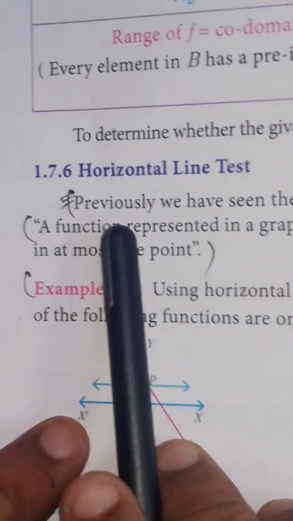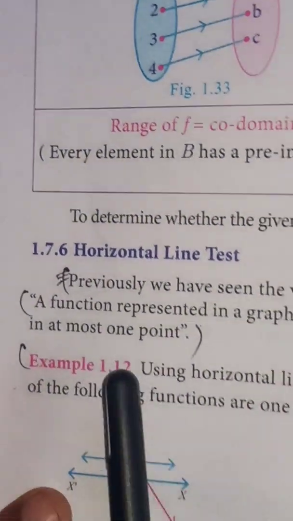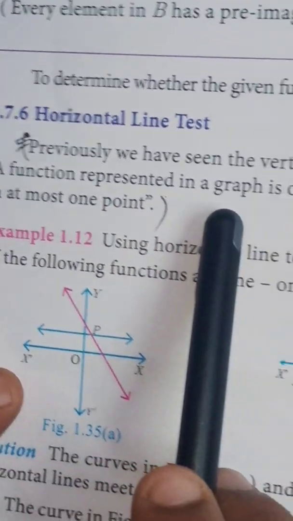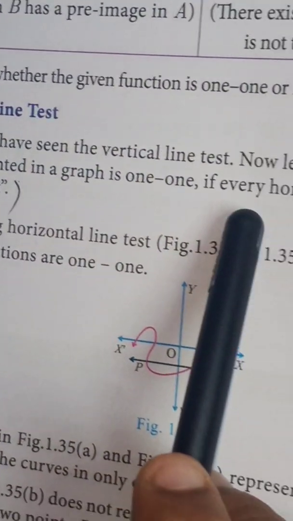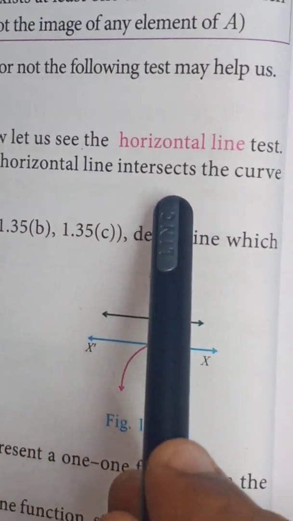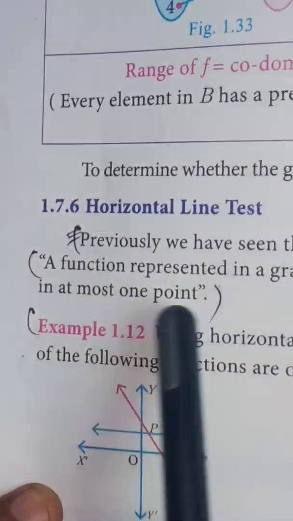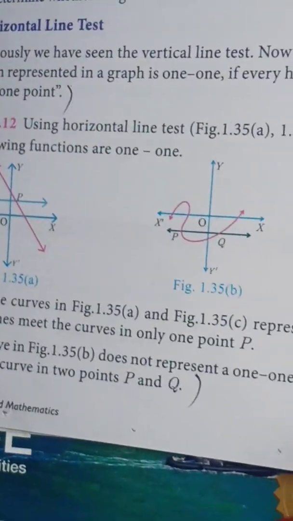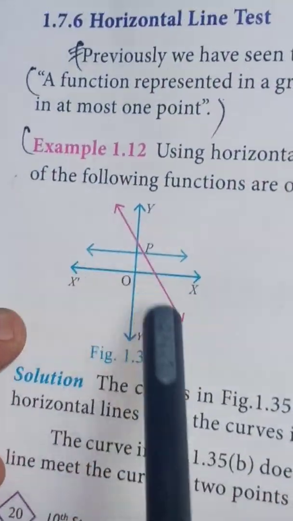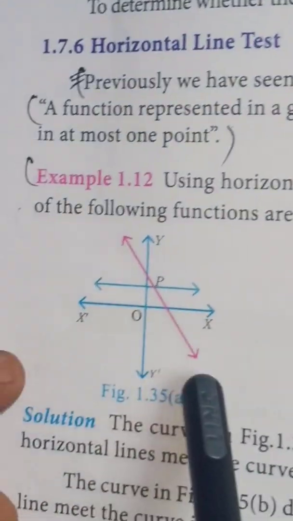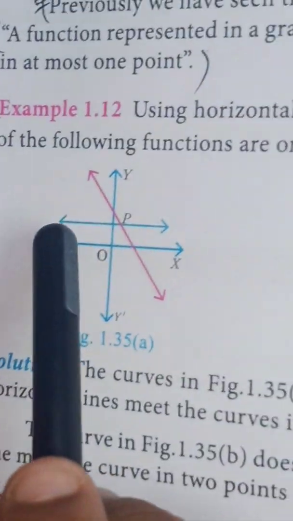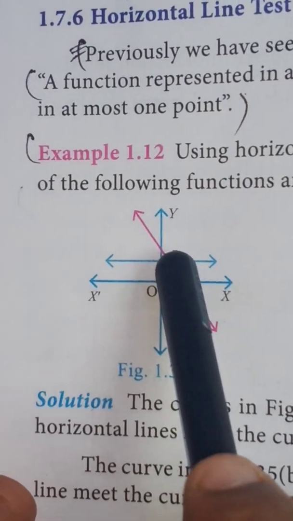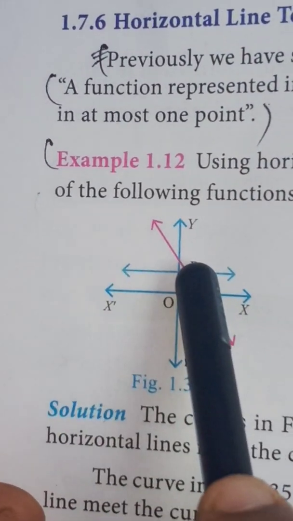Next, horizontal line test. Already we have come across the vertical line test. Now horizontal line test. Listen carefully. A function represented in a graph is one-to-one if every horizontal line intersects the curve in at most one point. At most means maximum of 1 point. Here 3 examples are there. This line represents a curve. It's a horizontal line. Horizontal line intersects the curve at only 1 point. It is an one-to-one function.